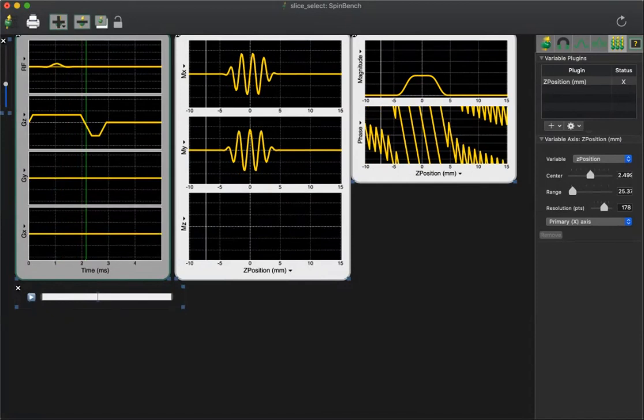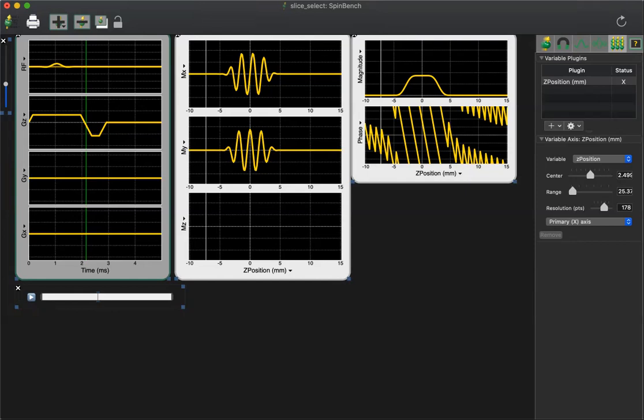Before the blip, the distribution of MX as a function of Z is oscillatory. As a function of Y, it's oscillatory. So if you sum over it, the sum of it would be zero, right? The magnitude though, look at it, it's beautiful. This is a five millimeter slice. So it goes from minus 2.5 to 2.5, being excited. And so you can see, oh, the magnitude is right, but it has a linear phase. So the MXY component looked like this.